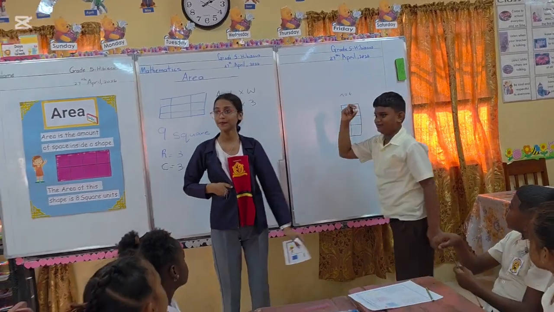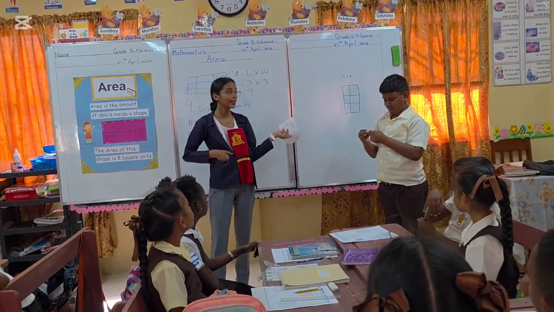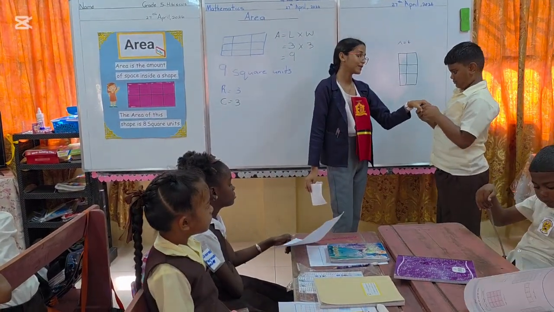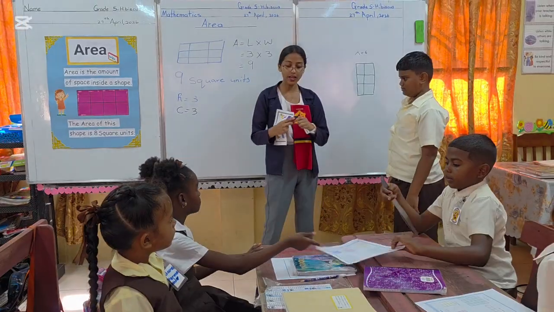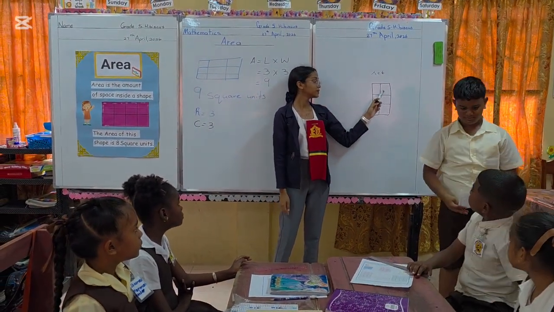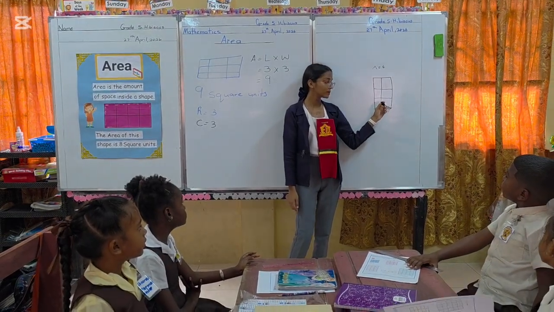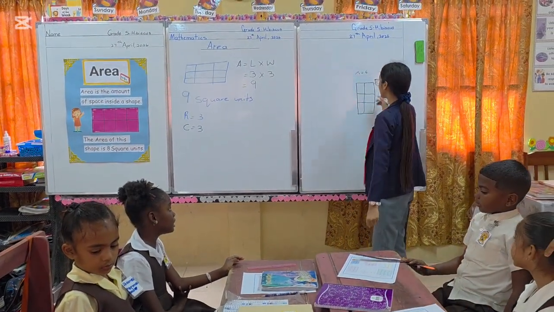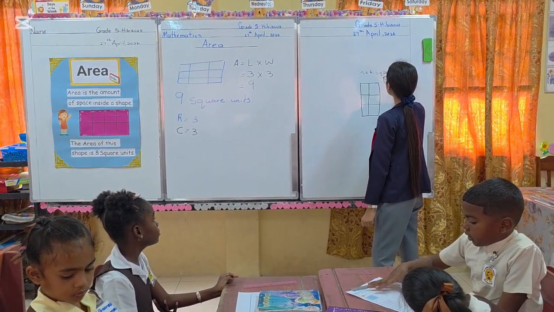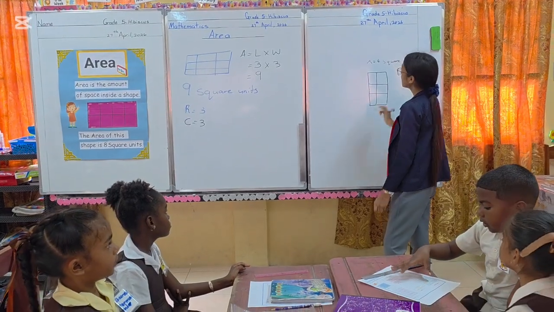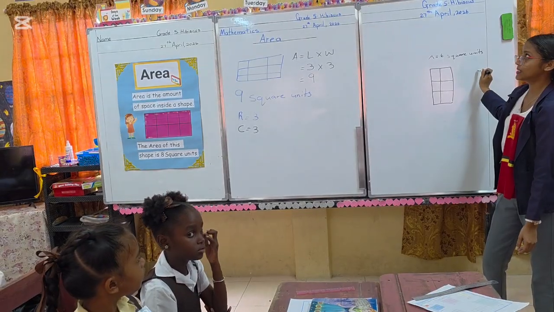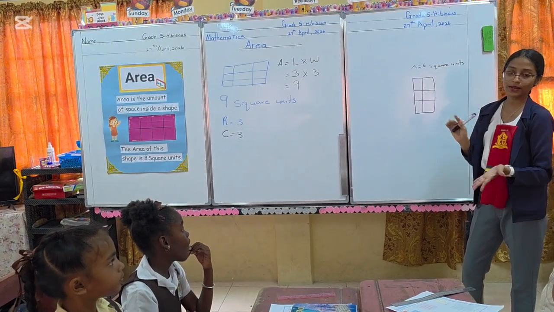Is he correct there? Yes, Miss. Is he correct there? No, Miss. Who's saying no? Really? Let's count and see if he got the correct answer there. Let's count. 1, 2, 3, 4, 5, 6. So how much did he get there? 6. Six alone? 6 squares. Units. 6 square units. Right? Good. Give him a clap.